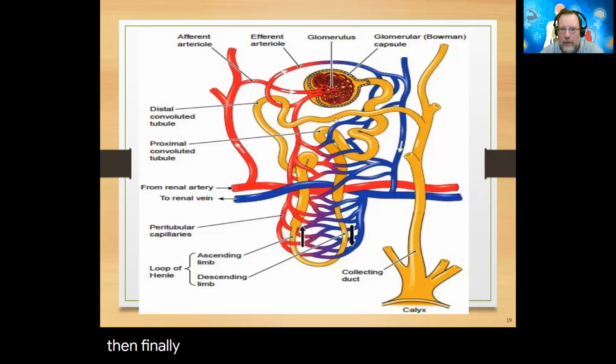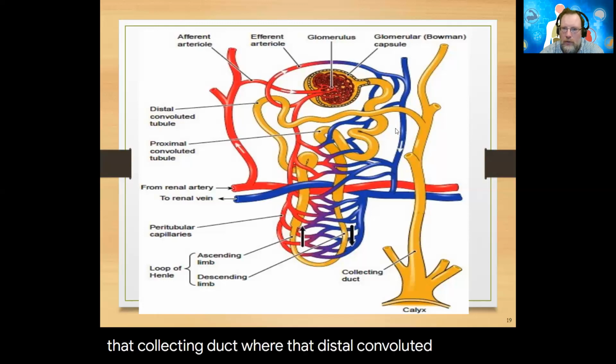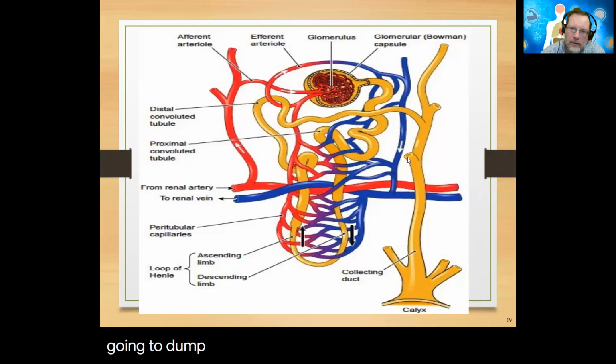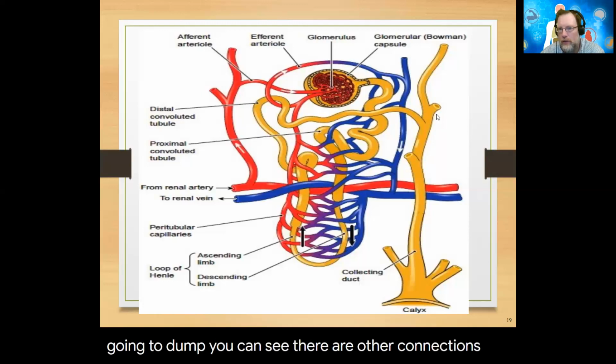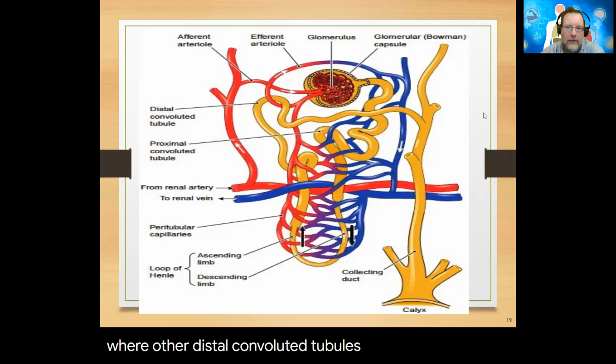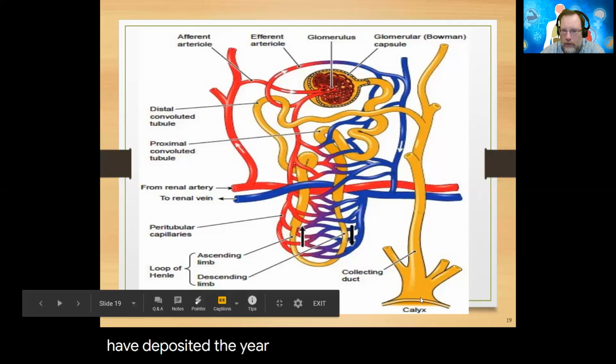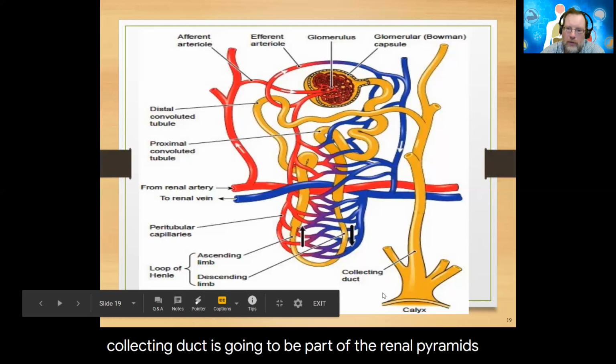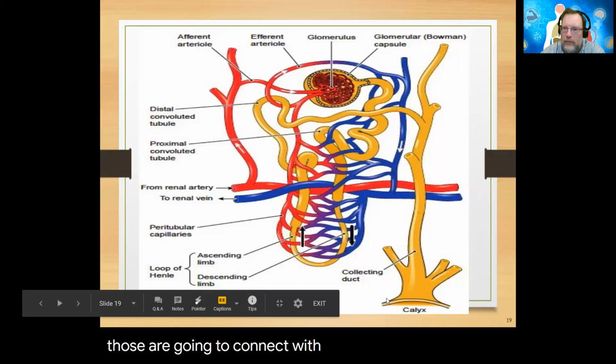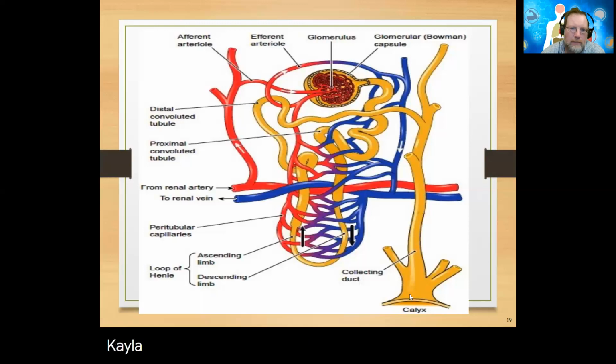And then finally, we get the termination spot of the nephron at that collecting duct where that distal convoluted tubule is going to dump. You can see there are other connections where other distal convoluted tubules from other nephrons have deposited the urine. And then we see that the collecting duct is going to be part of the renal pyramids, and those are going to connect with and dump into the minor calyx.